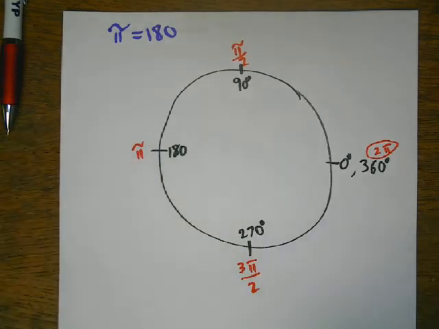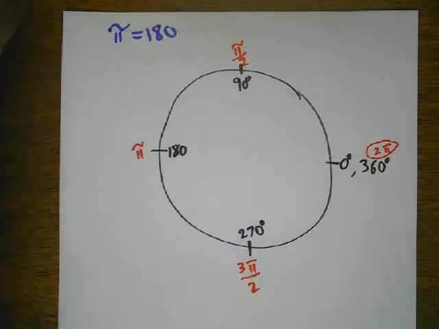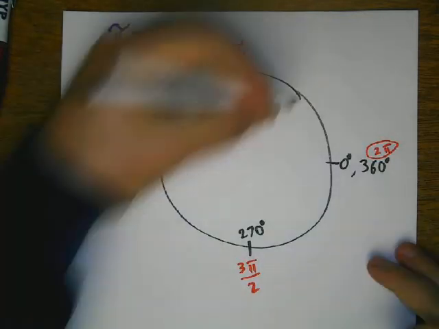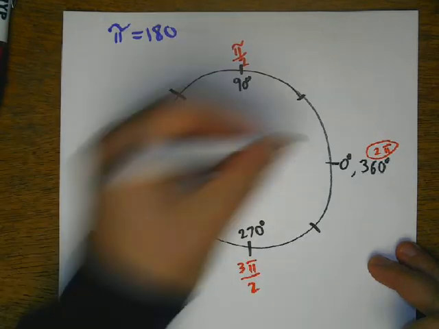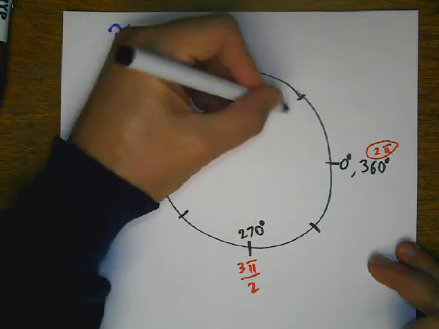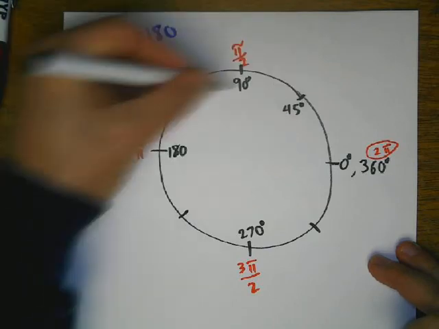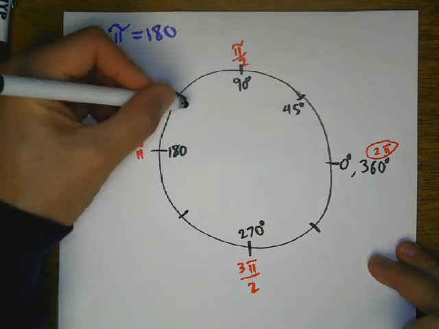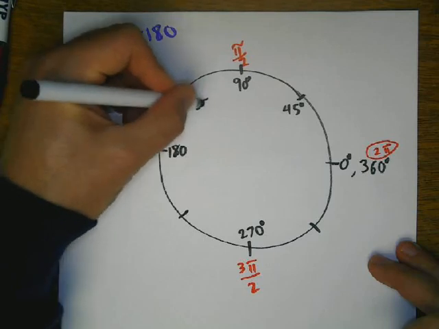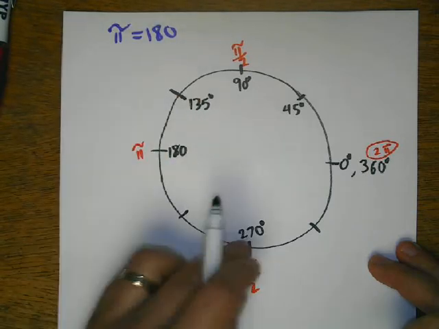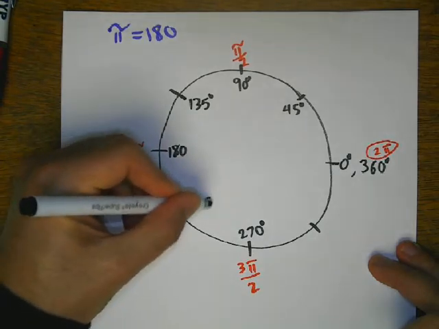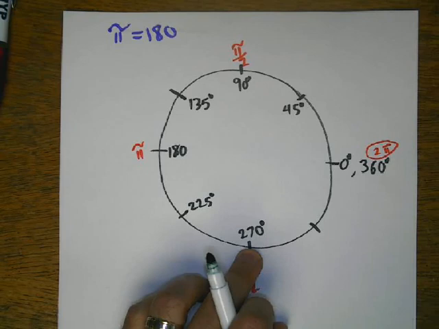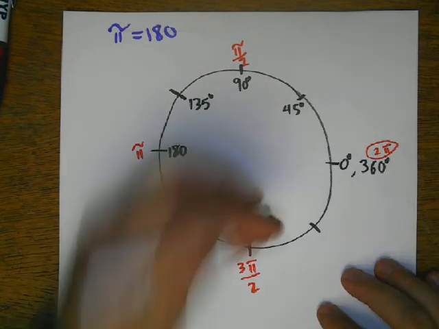Okay, now we're going to be probably doing more things with other angles. So halfway between these marks, halfway between 0 and 90 is 45 degrees. Halfway between 90 and 180 is 135. Halfway between 180 and 270 is 225. And halfway between 270 and 360 is 315.